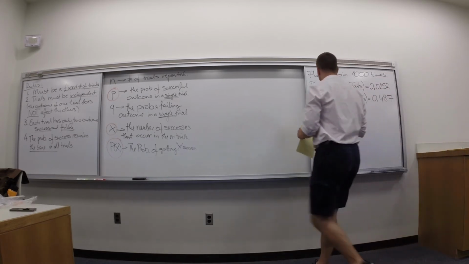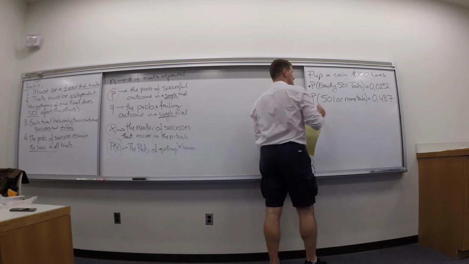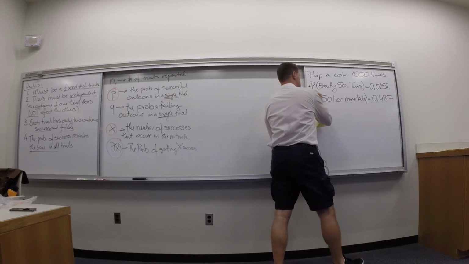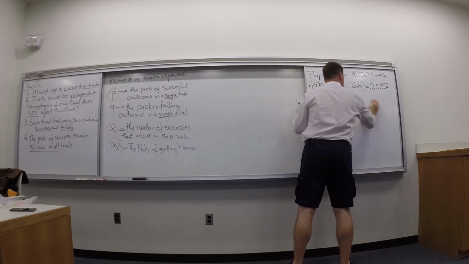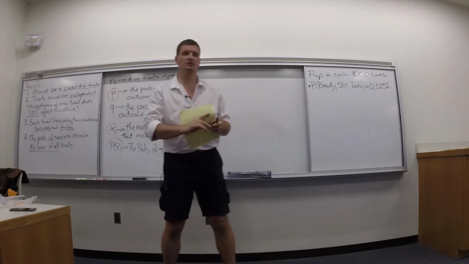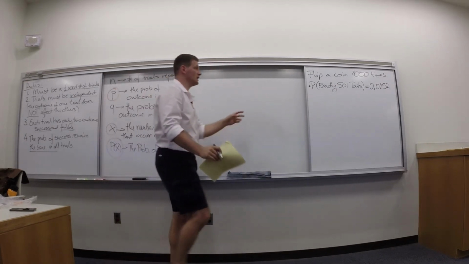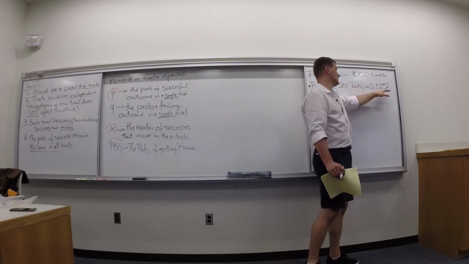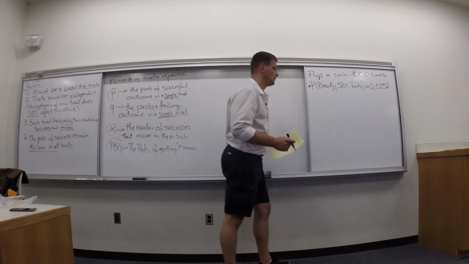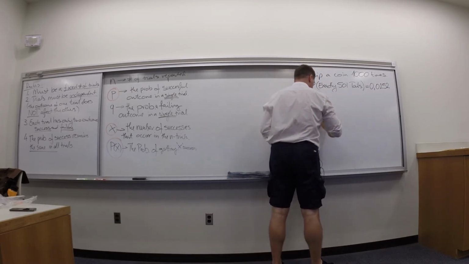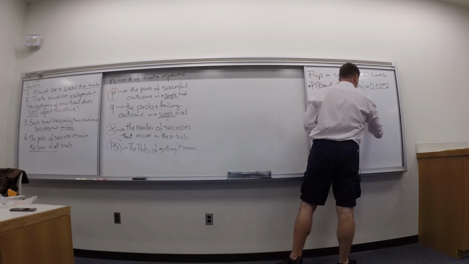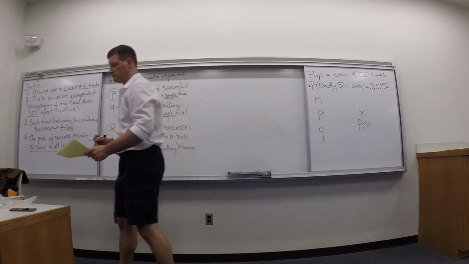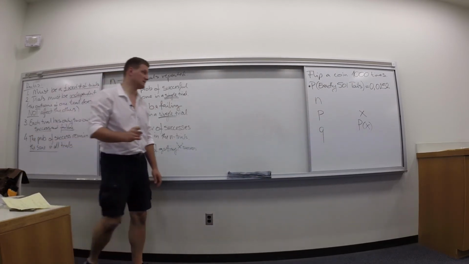All right, let's look at the first one here. Flip a coin 1,000 times. If you flip a coin 1,000 times and we say the probability of exactly 501 tails is 2.5%, what would be N, P, Q, X, and P of X? N is 1,000.